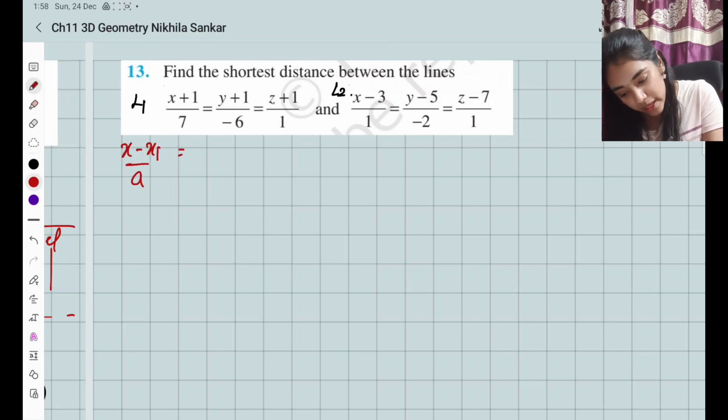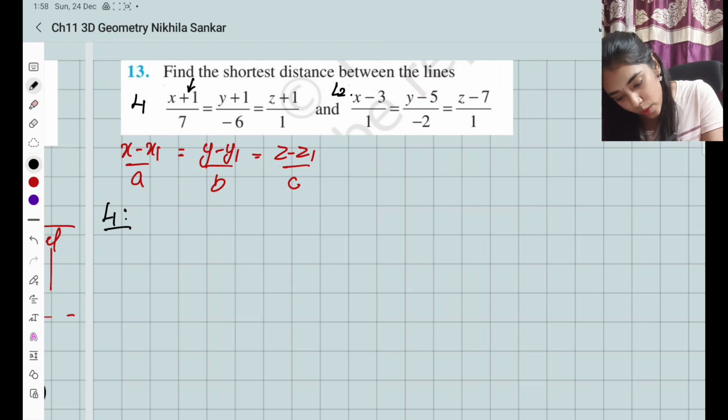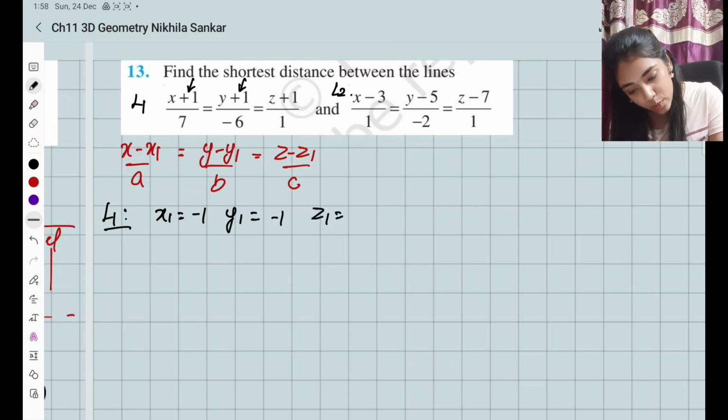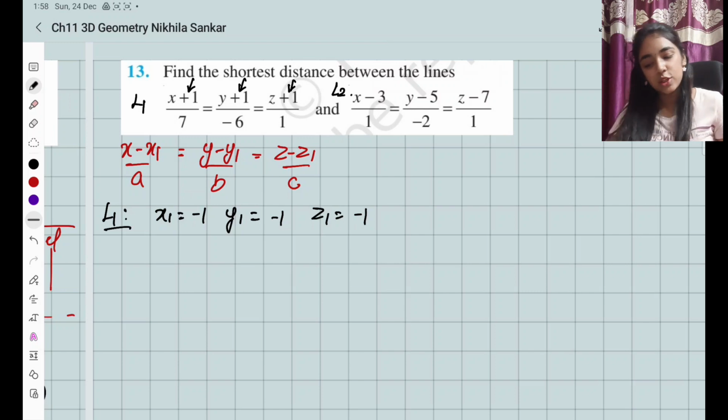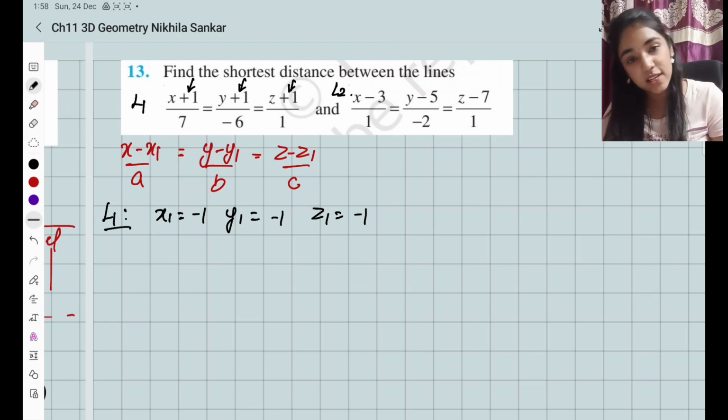(x minus x1) by A equals (y minus y1) by B equals (z minus z1) divided by C. So for line 1 I have x1 to be minus 1, y1 to be, what is here, minus 1, and z1 to be again minus 1. Understood? In the numerator, x minus x1 means x minus of minus 1. So if we write it this way, I have found my x1, y1, z1, and this gives my a vector.